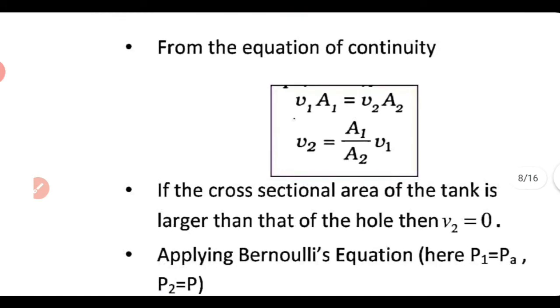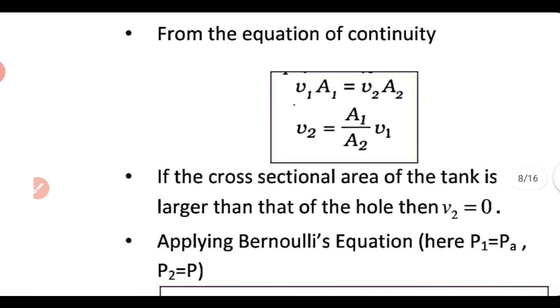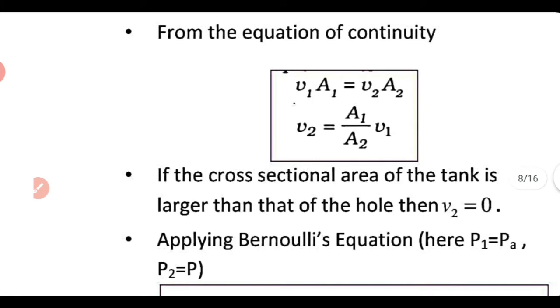Now here a2, the cross-sectional area of the tank, is much larger than that of the hole. In that condition, since a2 is very big, v2 will be very small, so we can neglect it. So we take v2 to be equal to 0. Now P1, at the hole, the outside pressure, is atmospheric pressure, and at the top we took the pressure to be P.